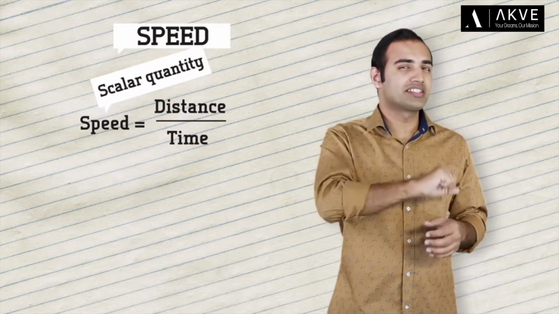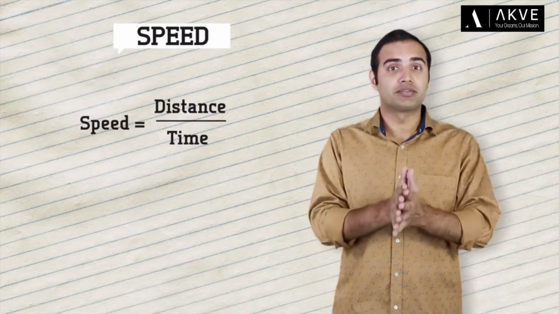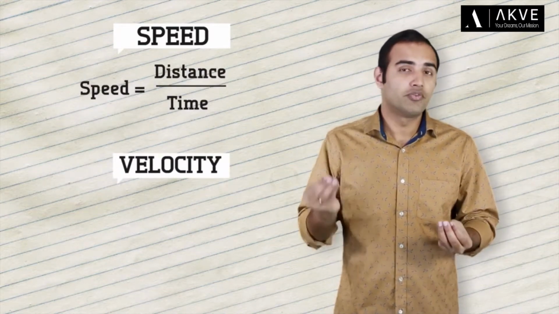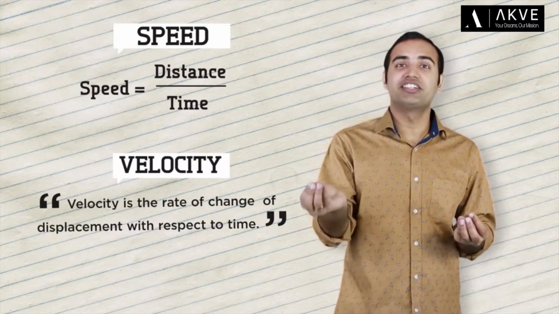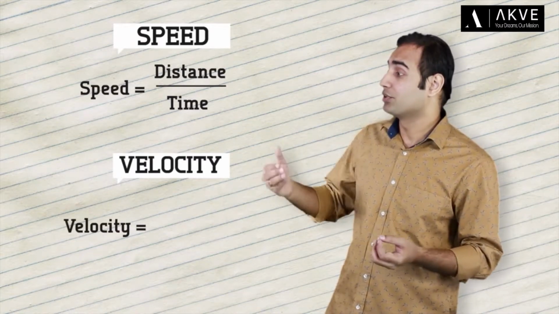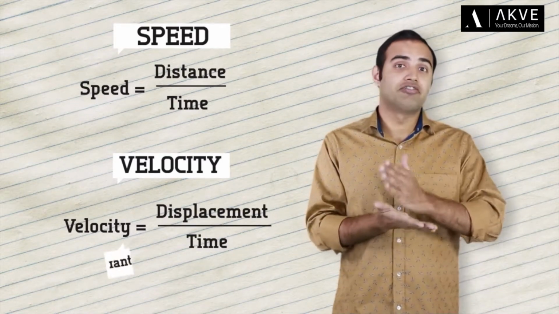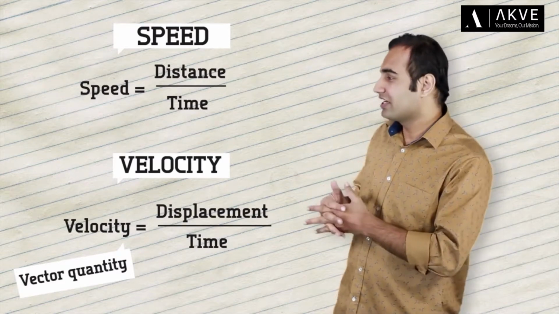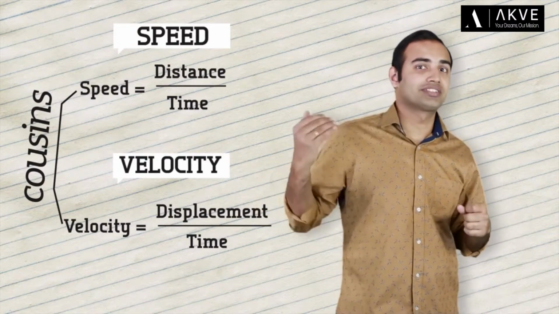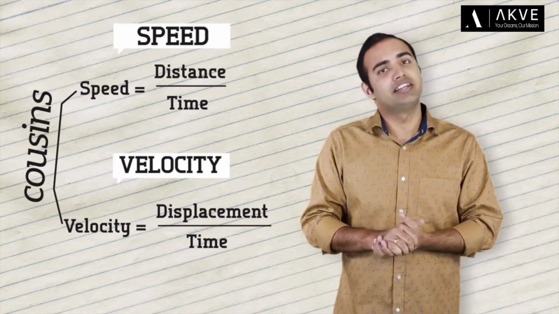Now mathematically we can write this as speed is equal to distance upon time. Speed is a scalar quantity guys, which means we need only its magnitude to completely define it. Just like speed, we have another physical quantity called velocity. Velocity is essentially the rate of change of displacement with respect to time, which can mathematically be written as velocity equal to displacement upon time. And it turns out that velocity is a vector quantity. So in a way you can see that speed and velocity are cousins, just like distance and displacement. One is a scalar quantity while the other is a vector quantity. We'll learn more about velocity in a later video.